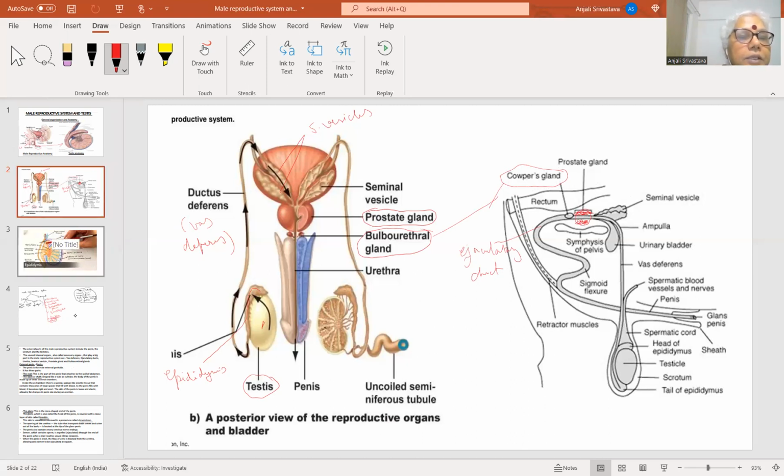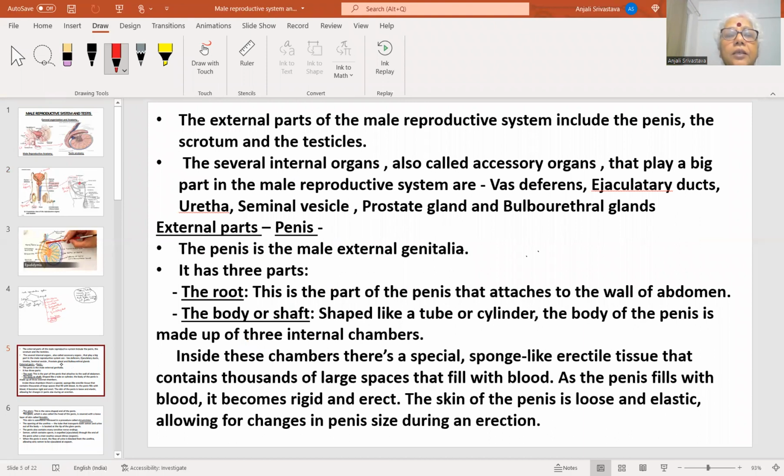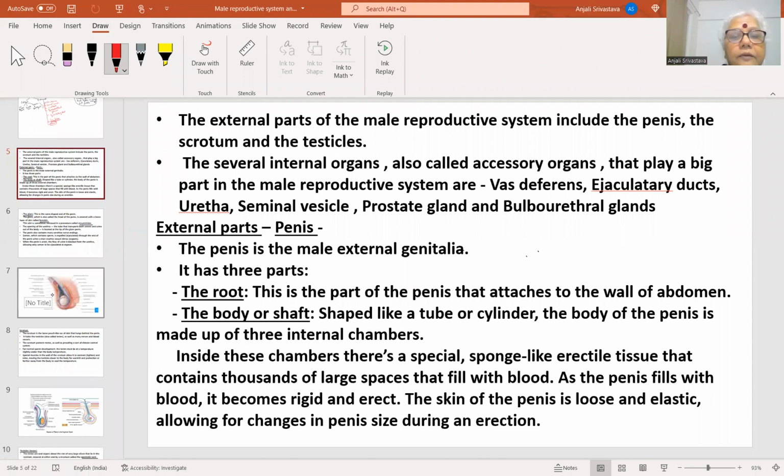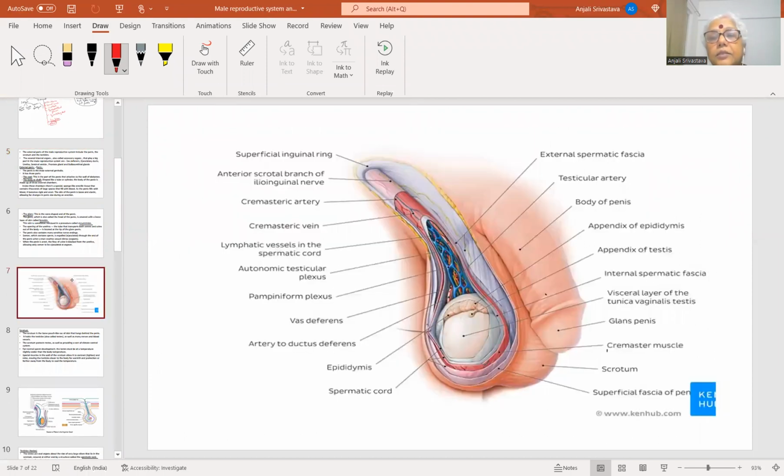Now let us see some of the parts one by one. The external part includes, as we have just seen, the penis, which is the external genitalia. This penis includes three parts. In general, with this diagram, this is the penile region or the penis that hangs outside the body, and besides this, this is the scrotal sac, or the bag of skin, into which the testis is lodged once it is formed in the 7th month of the gestational period.